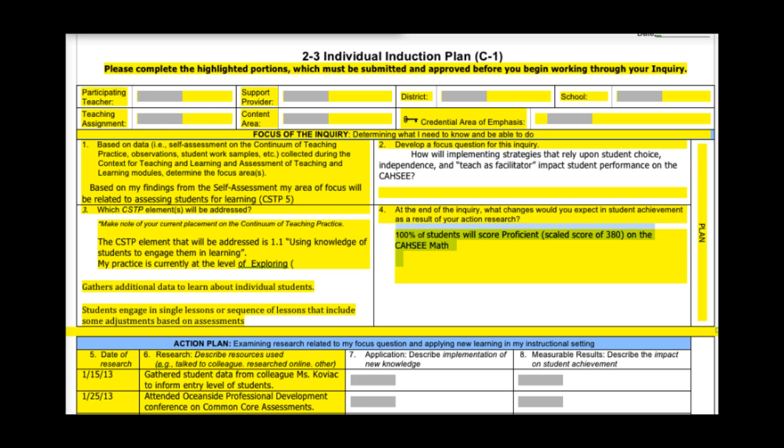We want to know that it's something more precise than all the students will improve. 100% of students will improve, and on what? In their ability to write a thesis, in their scores on a particular assessment. What really are they looking for, so that at the end they'll be able to say, my data shows to me that these strategies were successful in impacting my students directly.